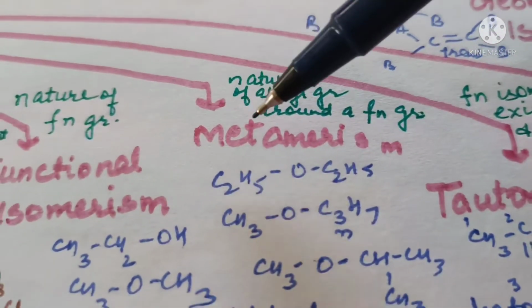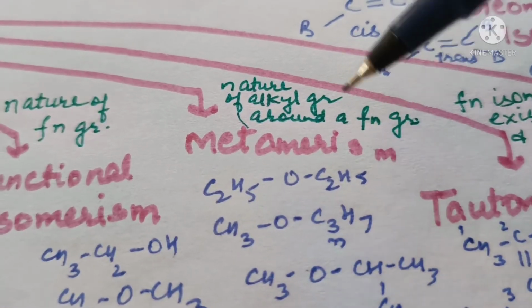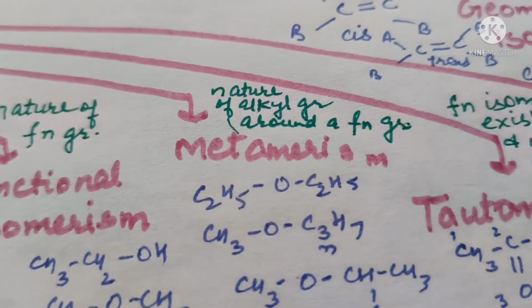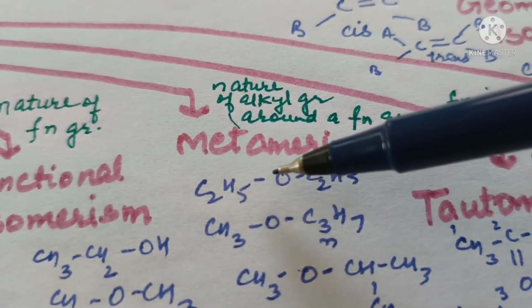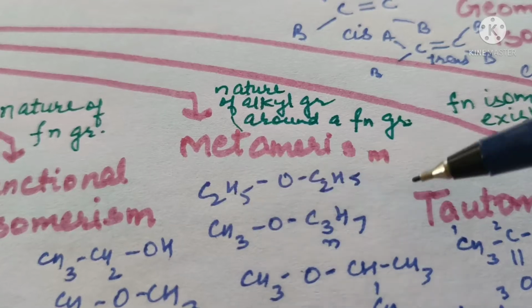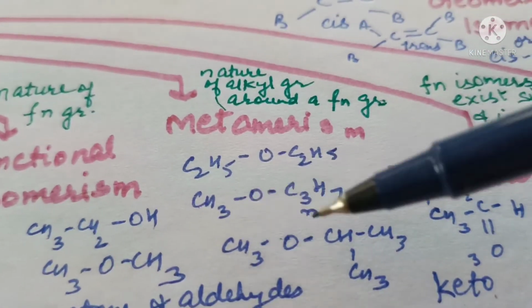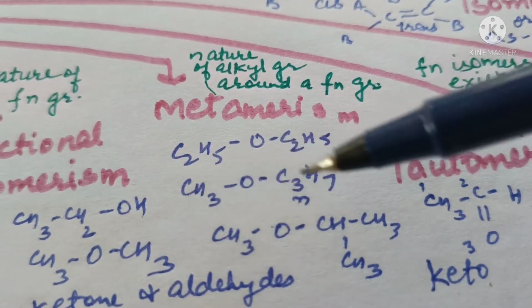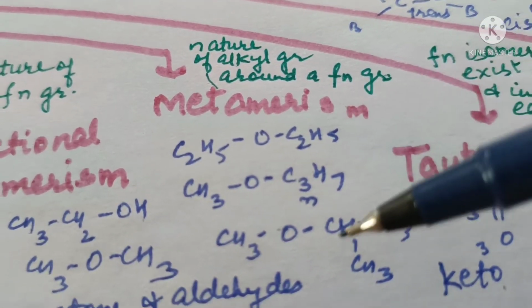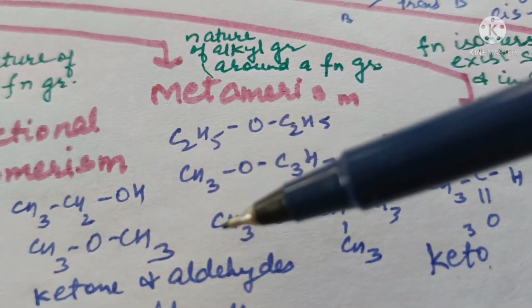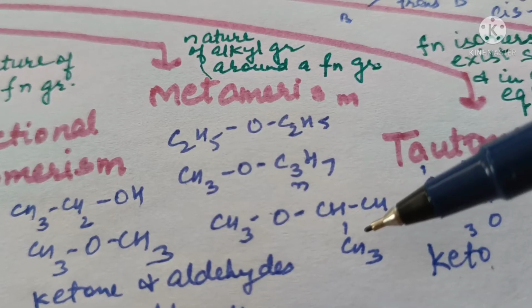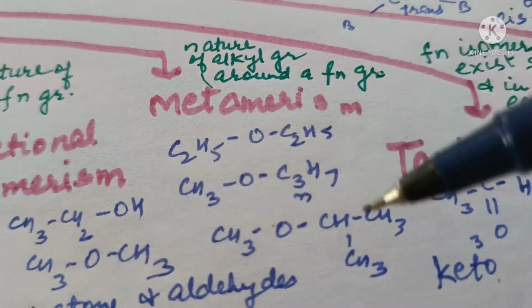Next type of structural isomerism is metamerism, where the difference arises on account of the nature of the alkyl group around a functional group. For example, the functional group is ether. The two groups attached on either side are ethyl groups in this compound, whereas in its metamer there is a methyl group on one side and a propyl group on the other side. Both have the same molecular formula. Similarly, there is another metamer where on one side we have a methyl group and on the other side we have isopropyl. Here it's normal propyl, here it's isopropyl. So these compounds are metamers of each other.